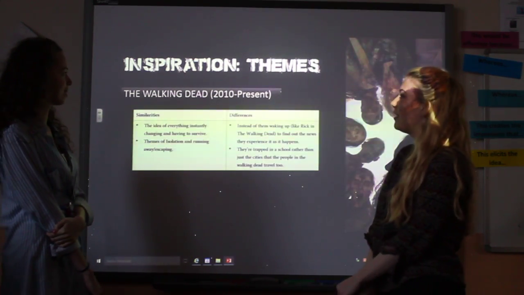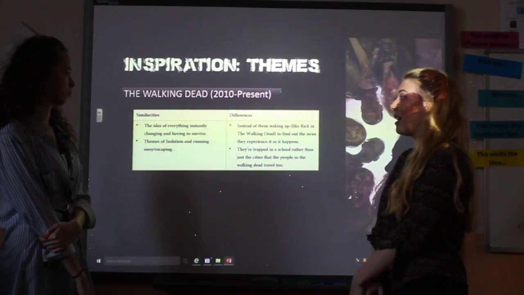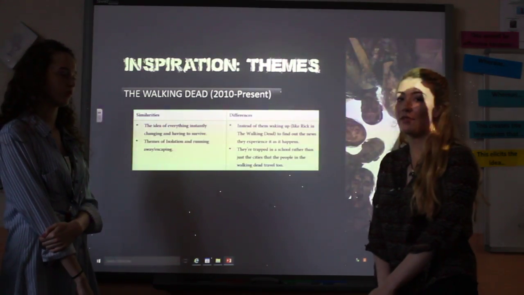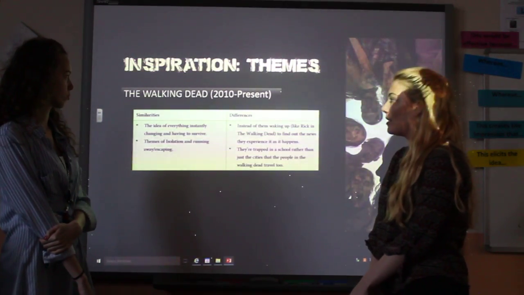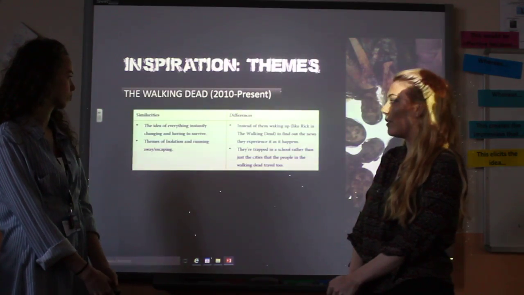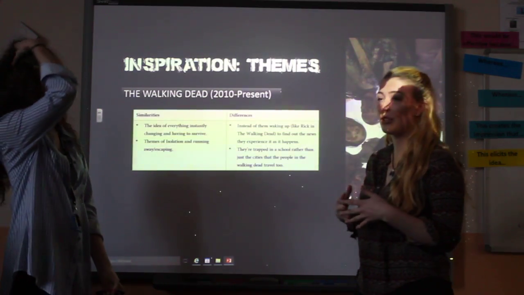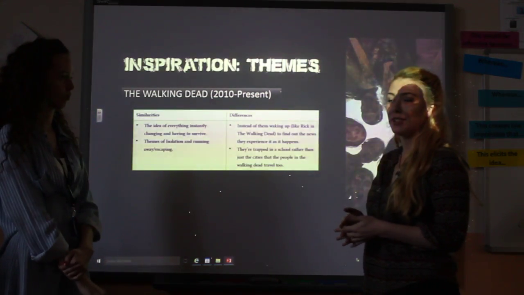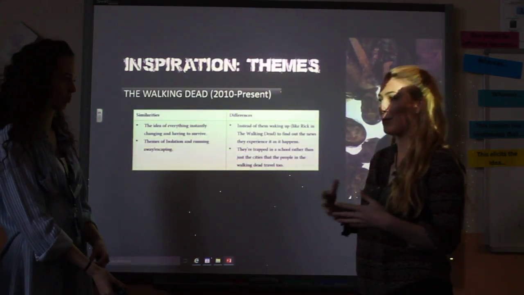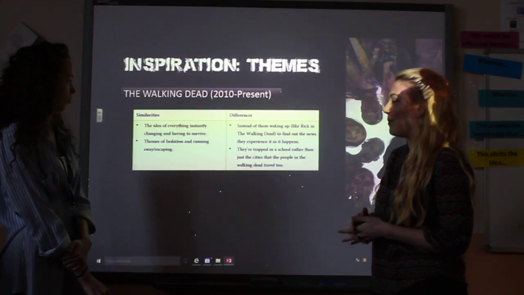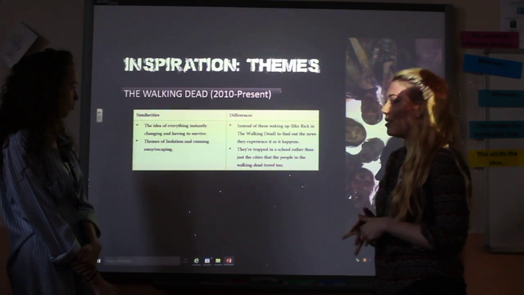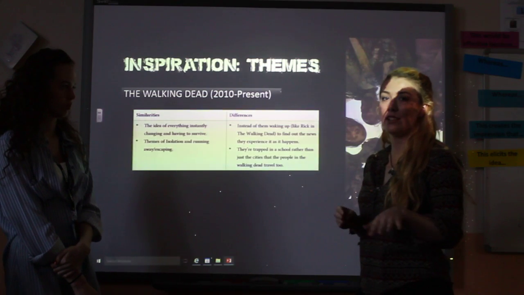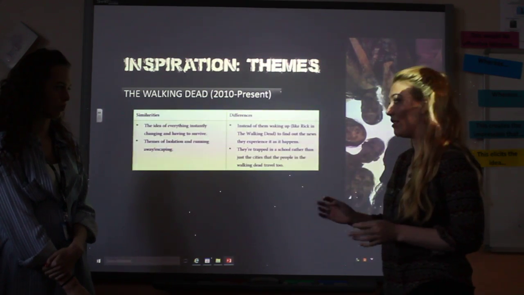So we also looked at the inspiration for our themes, and we chose The Walking Dead for our inspiration. The similarities were that we chose the idea of everything changing and suddenly having to have a survival element to it. We also kept themes of isolation, so we want to put a lot of running and escaping in it to make it more dramatic.